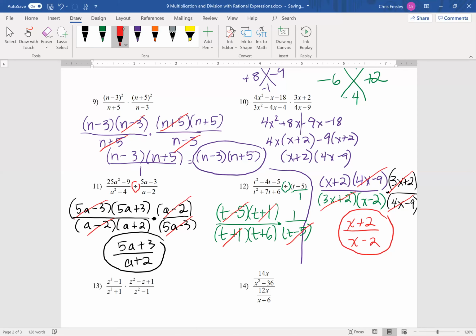Be careful here. All that's left behind is t plus 6, but notice it is in the denominator. 1 is still in the numerator. So do not write the answer as t plus 6. The answer is 1 over t plus 6. That little guy cannot jump out of the denominator, okay? He's got to stay in the denominator. So that 1, when everything cancels, you still have a 1 as a placeholder there.